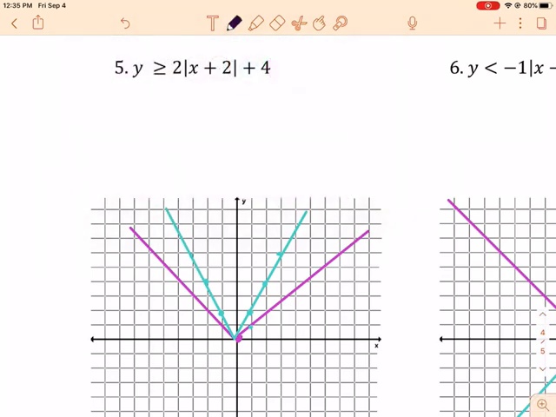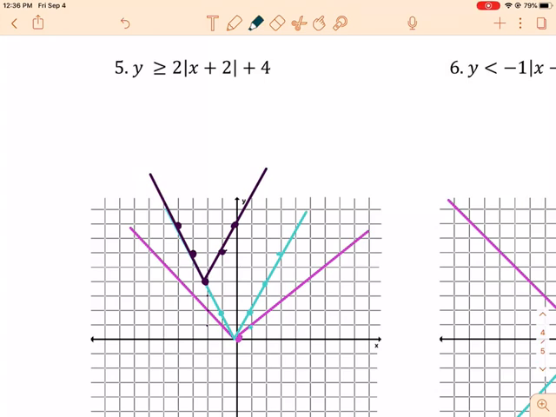Okay, and then because I say plus 2 and then plus 4, I'm going to move left 2 and up 4. So this blue guy is going to go left 2, up 4, right here, and then it's going to have the same stretch, the same vertical stretch. There you go, there's your final.